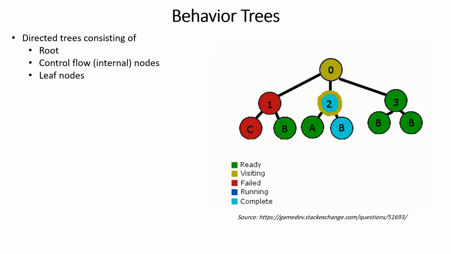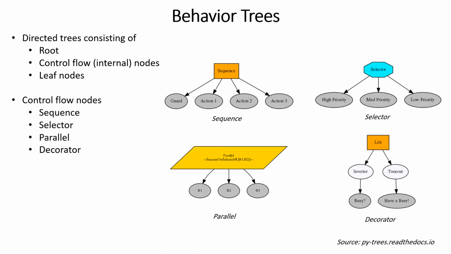Now, there are typically four types of internal or control flow nodes. We have sequences, which attempt to execute all of their children moving from left to right, and they return success only if all of their children succeed. We also have selectors, which pick only one of its children for execution, executing the first child from left to right that returns success, and these fail only if all of their children fail. We also have parallel nodes, which execute all of their children simultaneously and succeed if a predetermined number of children succeed, and decorator nodes, which modify the behavior of their child nodes.